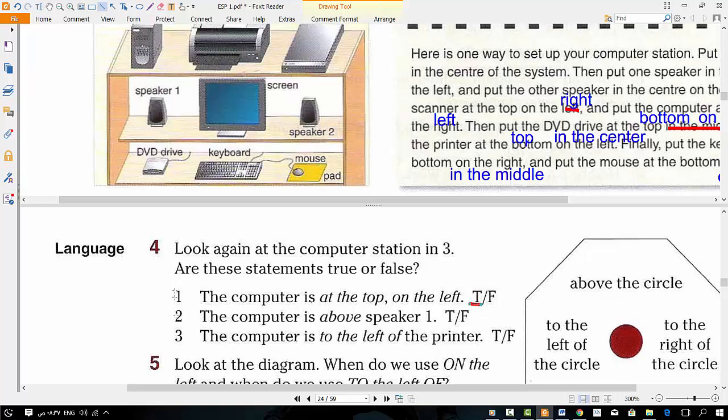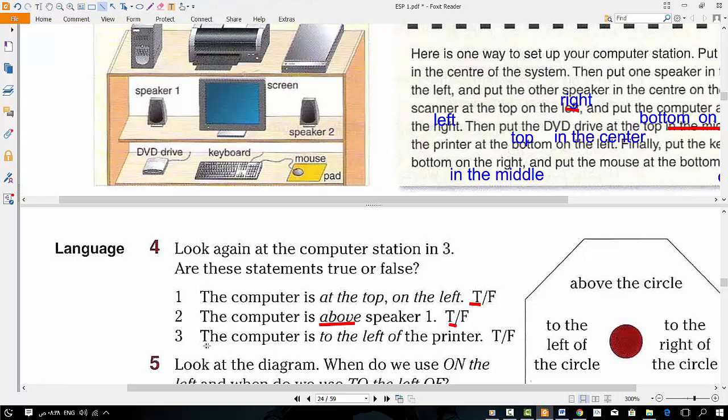Number 2. The computer is above speaker 1. Above speaker 1. What's the meaning? Above speaker 1. يعني فوق speaker 1. This is the computer. This is speaker 1. Where is the computer? It's above speaker 1. So this is true.